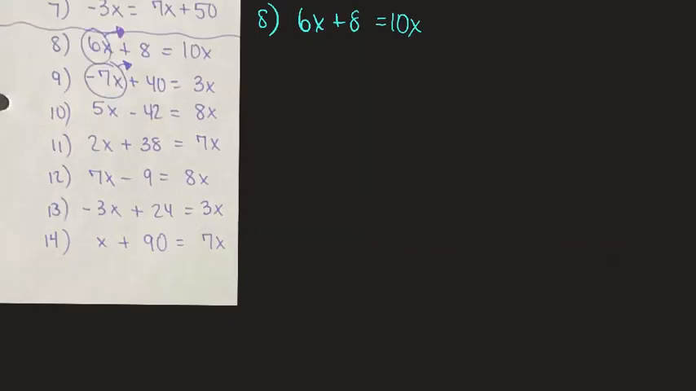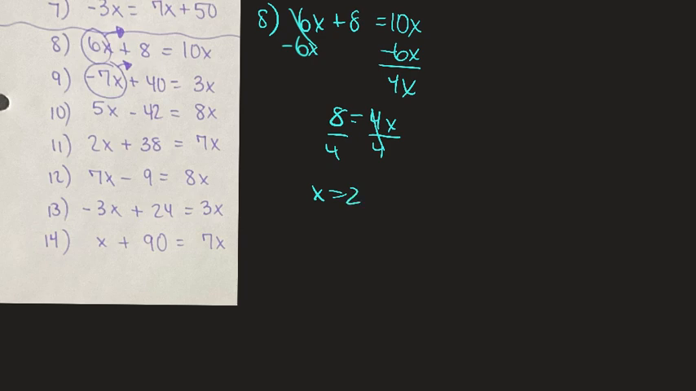All right, for number 8, we want to move the 6x to the other side, that way all of our x's are together, and so I'm going to subtract 6x, minus 6x, cross out what's my answer, 8 equals 4x, divide by 4, cross out what's my answer, x is 2. So this whole section, we want to move the 6x's over to the right, the negative 7x's to the right. All the x's are going to move over here so that all of the x's are on the right-hand side of the equation.